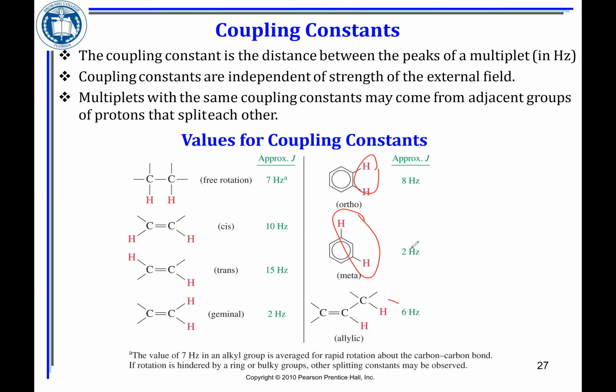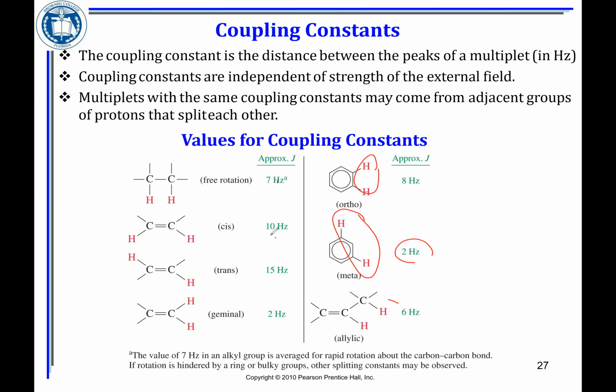So for ortho, if it's 8, for meta is going to be 2. Just understanding the idea that the values for coupling constant is going to help you to determine position of the hydrogen on the same molecule. That's that idea you need to know, but exact numbers are not the concern, okay?